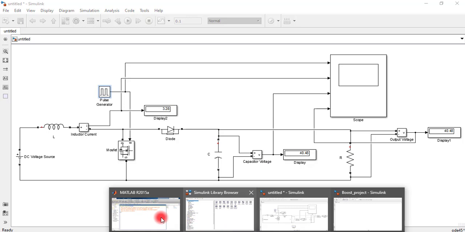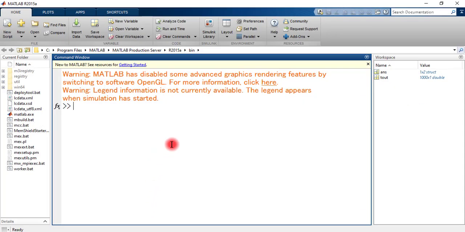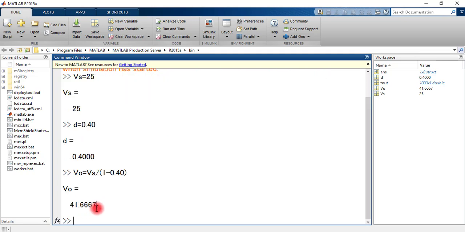Let's solve it in the MATLAB. This is my command window. If my input voltage Vs is equal to 25 volt and duty cycle is D equal to 0.40, then my output voltage Vout is equal to Vs divided by 1 minus 0.40. So this is 41.66 volt.